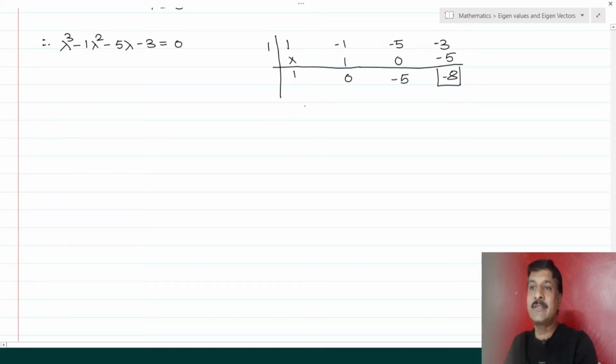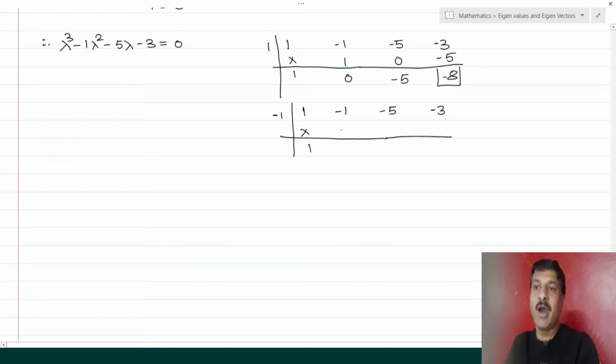Try for next value, which is minus 1. So again minus 1, 1, minus 1, minus 5, minus 3. Here 1, minus 1 into 1, it is minus 1. Addition is minus 2, plus 2. Addition is minus 3, multiplication it is 3 and here I am getting 0. It means that lambda equal to minus 1 there.